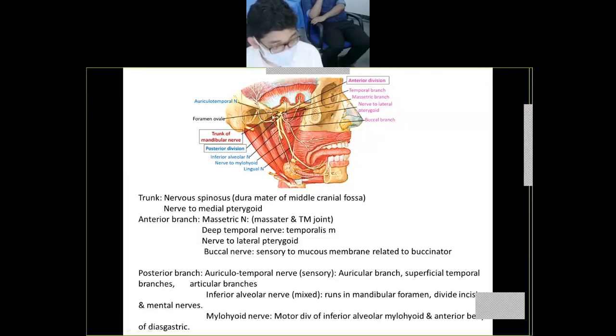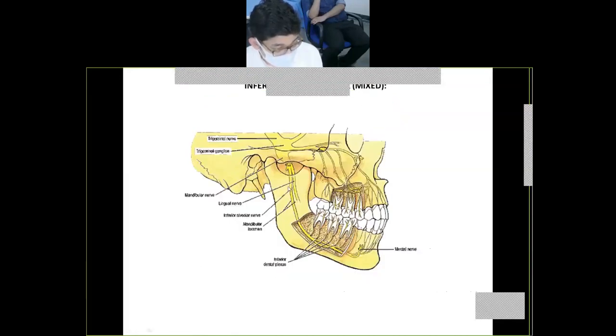Then the inferior alveolar nerve. The inferior alveolar nerve is a mixed nerve. This will run in a foramen which lies inside the mandible, and this is known as the mandibular foramen. See this, they have cut the mandible, and this is the nerve, the inferior alveolar nerve.